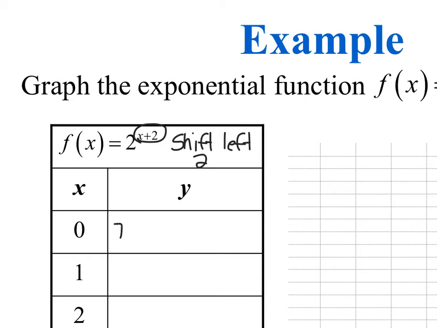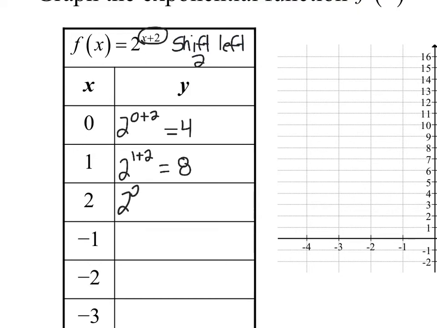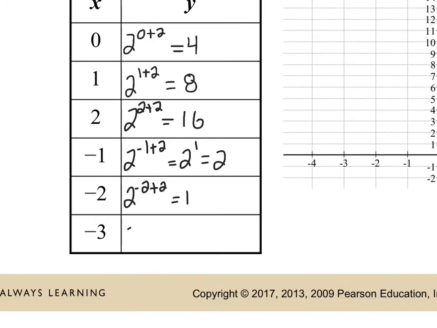When I plug in 0, I would get 2 to the 0 plus 2, or 2 squared, which is 4. 2 to the 1 plus 2, or 2 cubed, which is 8. 2 to the 2 plus 2, 2 to the 4th, which is 16. 2 to the negative 1 plus 2, or 2 to the 1st, which is 2. 2 to the 0 here, which is 1. 2 to the negative 3 plus 2, or 2 to the negative 1, which is 1/2.